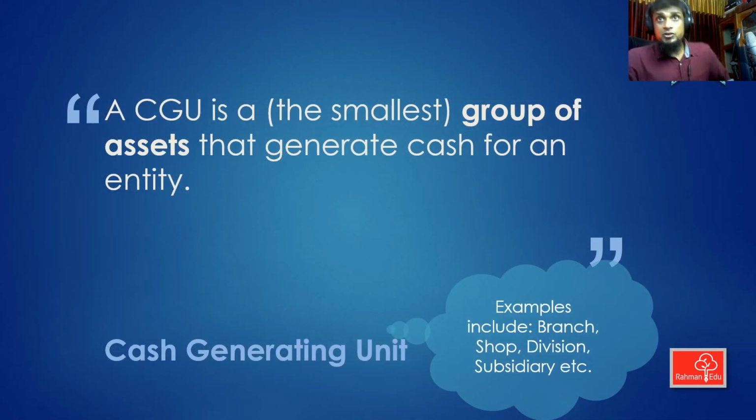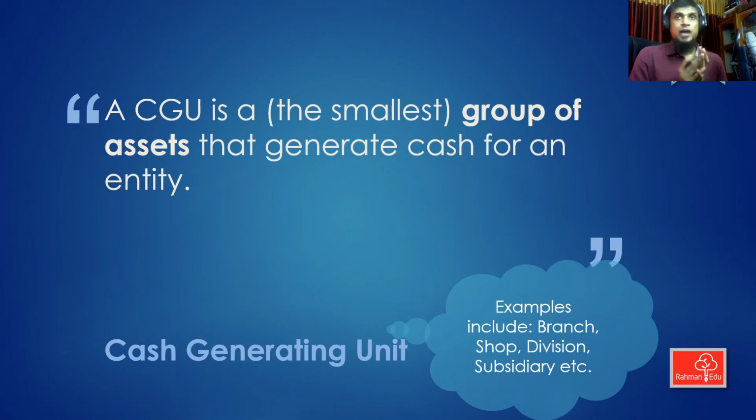Now we will talk about cash generating units. What is a cash generating unit, guys? It is a group of assets that generate cash or revenue for an entity. An example of a cash generating unit can be a subsidiary. A subsidiary is within the scope of IAS 36, but a normal investment in shares is not.